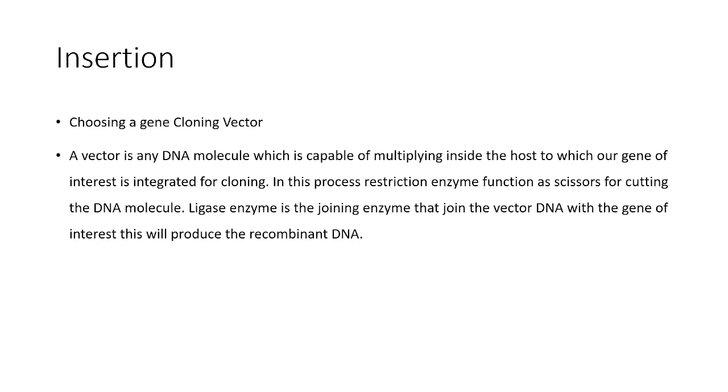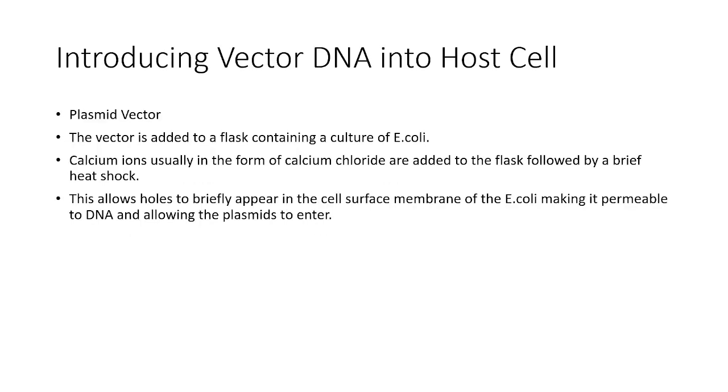Right. Now, for the insertion process, we have to choose a gene cloning vector. A vector is basically any DNA material which is capable of multiplying inside the host to which our gene of interest is integrated for cloning. Now in this process, restriction enzyme functions as scissors for cutting the DNA molecule. Now, ligase enzyme is the joining enzyme that joins the vector DNA with the gene of interest. This will produce the recombinant DNA.